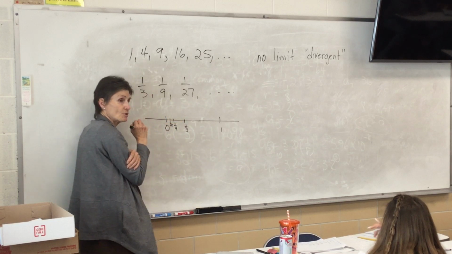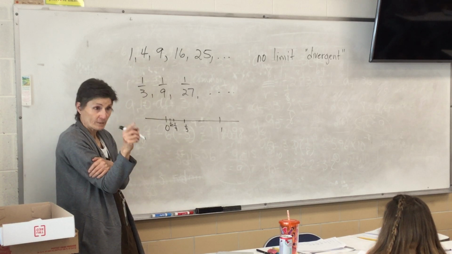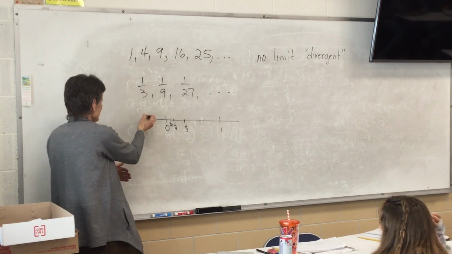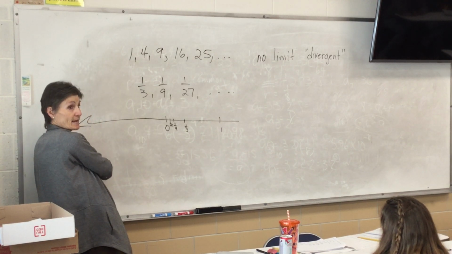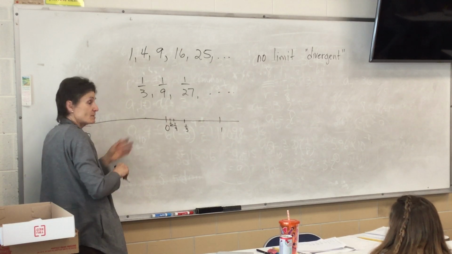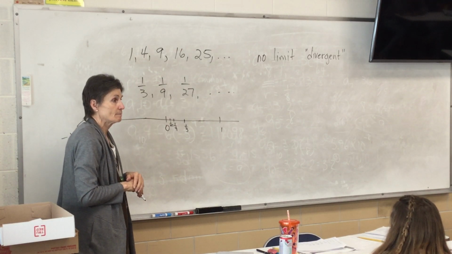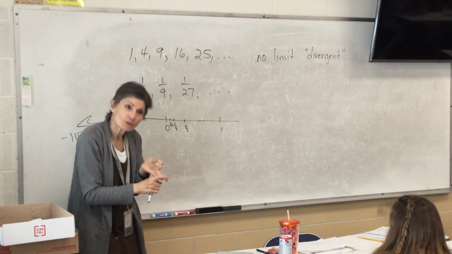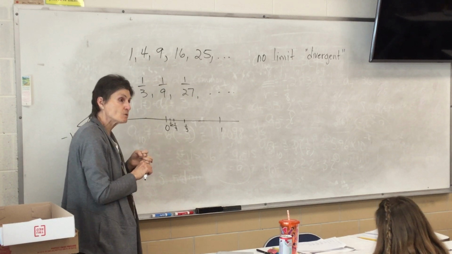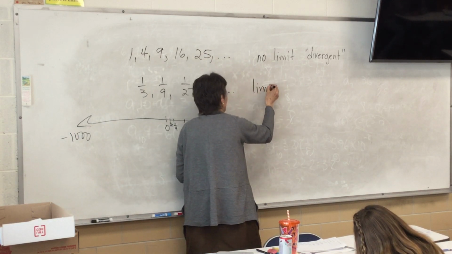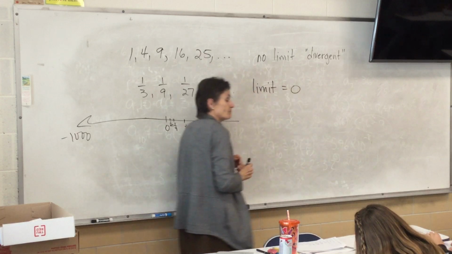What's happening to these terms? They're getting smaller. Now, getting smaller could mean getting smaller clear out here in negative a million zillion land. Is that what's happening to these? Are these ever going to be negative? No. They're getting smaller, but they're never going to be negative. So what are they getting closer to? 0. The limit of this sequence is 0.